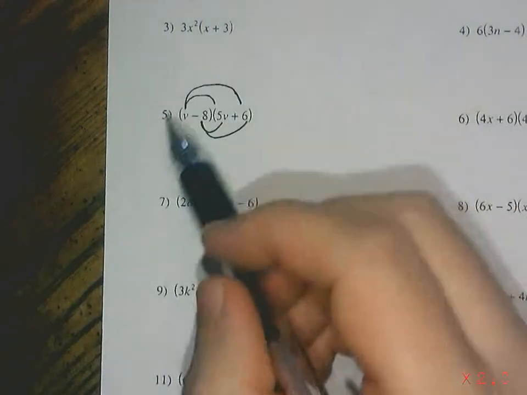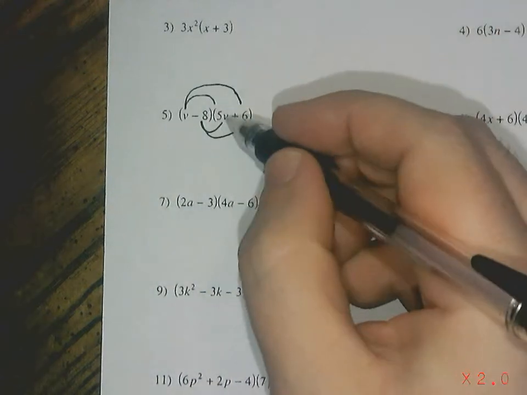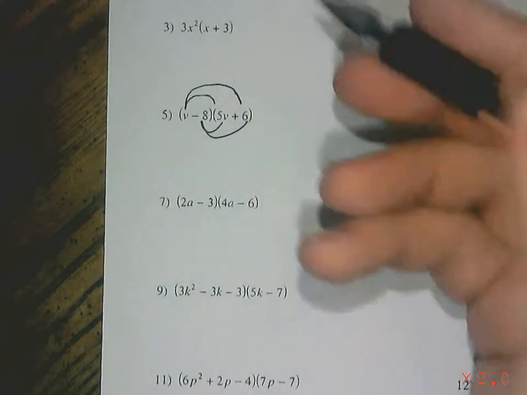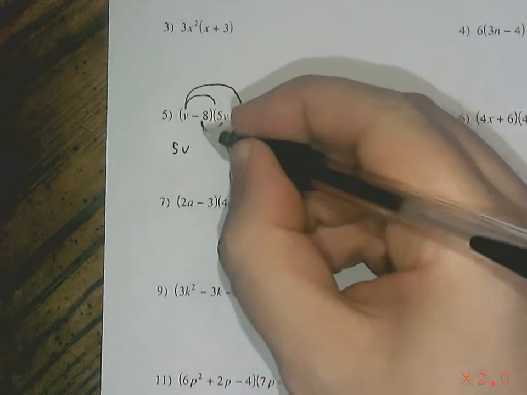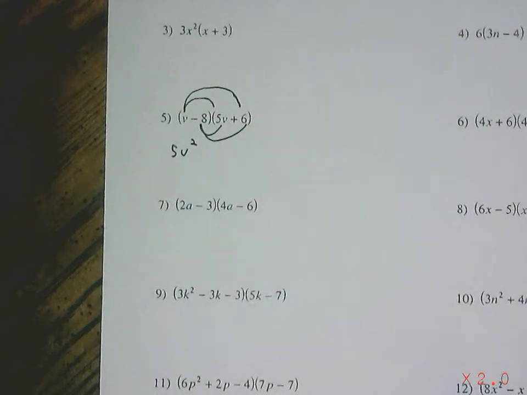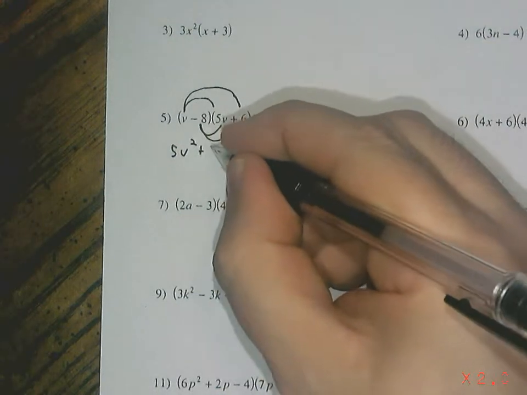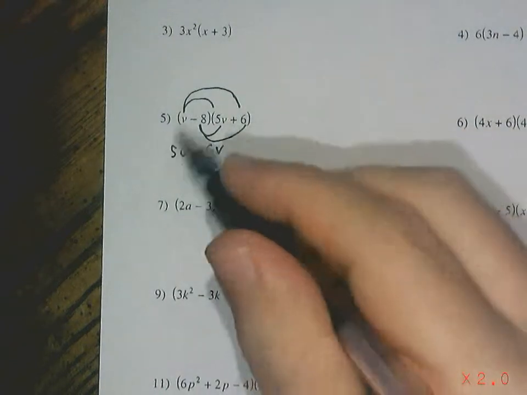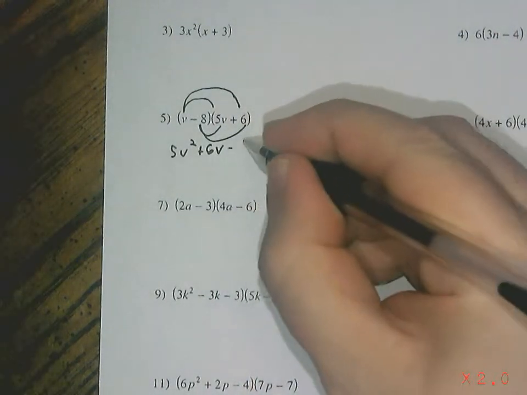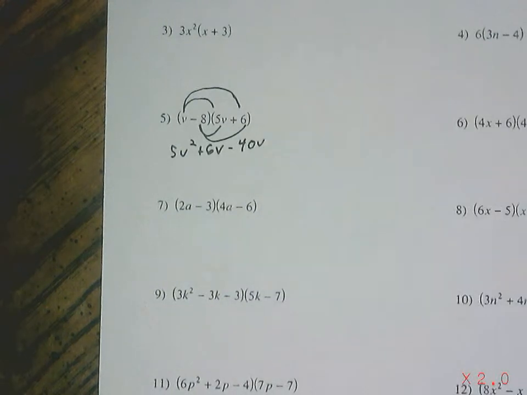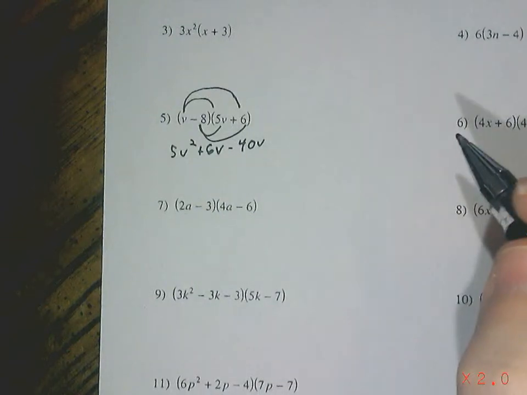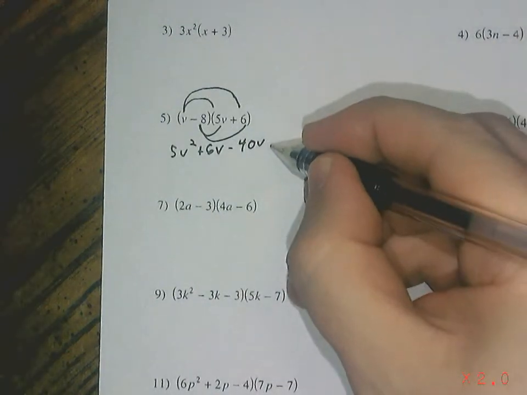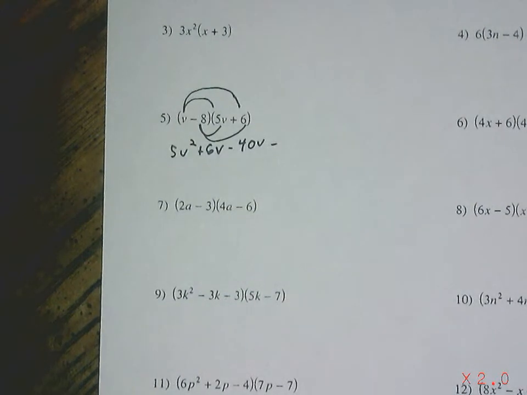So when we do that, v times 5v, 5 doesn't have anything to multiply with, so it just stays there, but the v and the v would become 5v to the second power, and then v times 6 would just be 6v. Okay, then we do the second term. Negative 8 times 5 is negative 40v, and then negative 8 times 6 would be negative 48, right? Yeah, negative 48.